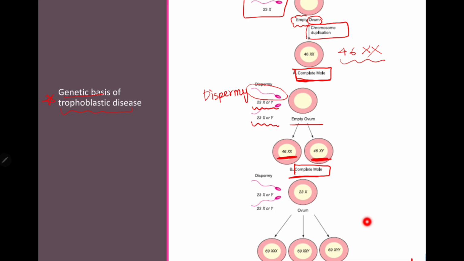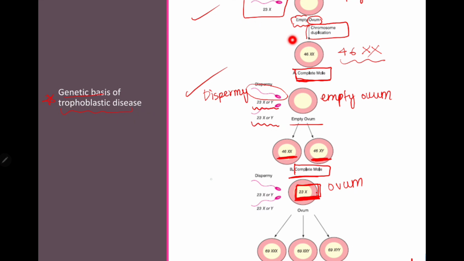Now I am going to tell you the third scenario. This was the second scenario. In the third scenario, we have 23X. This is not an empty ovum. Remember, in the earlier scenarios it was an empty ovum. But in the third scenario, it is just a normal ovum with 23 chromosomes, 23X.